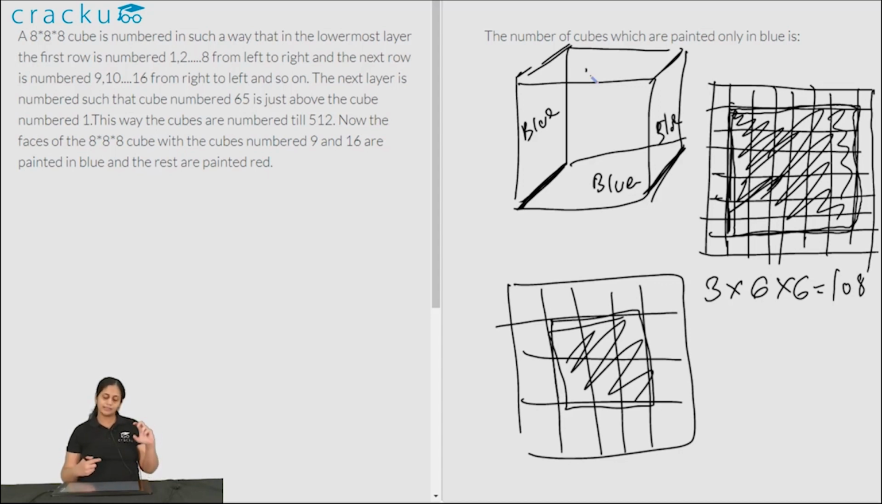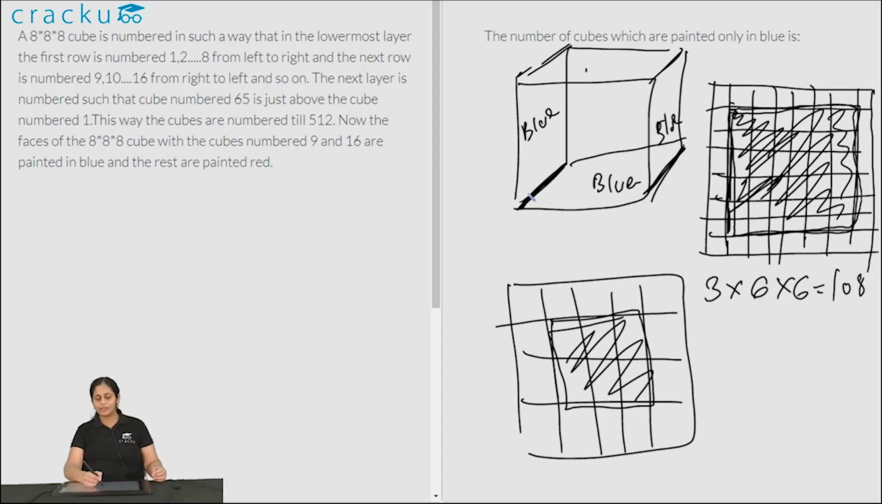Even the corners, consider the 8 corners for example. This one is say 1. The unit cube having 1 on it is painted blue at the bottom, it is painted red in the front, and it is painted blue on the side. So it also has some red paint in it and hence we can't count it. All corners will have at least one face which is painted red, so we cannot consider any of the corners. So essentially we have to consider these face cubes plus the cubes that lie on the two edges over there.